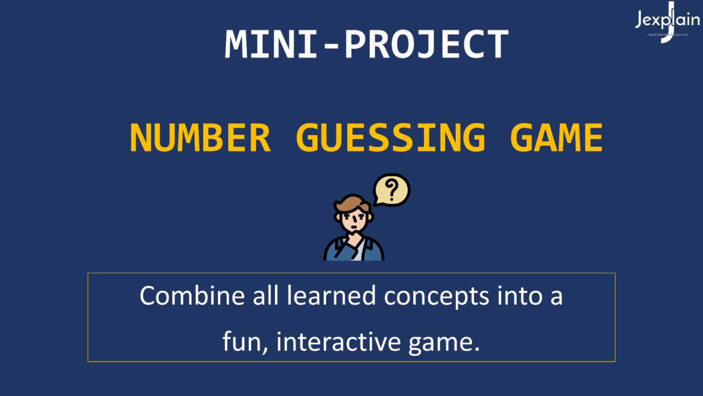Now let's put it all together into practice and build a small mini project which will be a classic number guessing game. So we'll make use of everything that you have learned here, the variables, input, type conversion, conditionals, and loops. So what is this number guessing game? We will let the computer pick a random secret number between 1 to 10. And then we'll ask the user to guess that number.